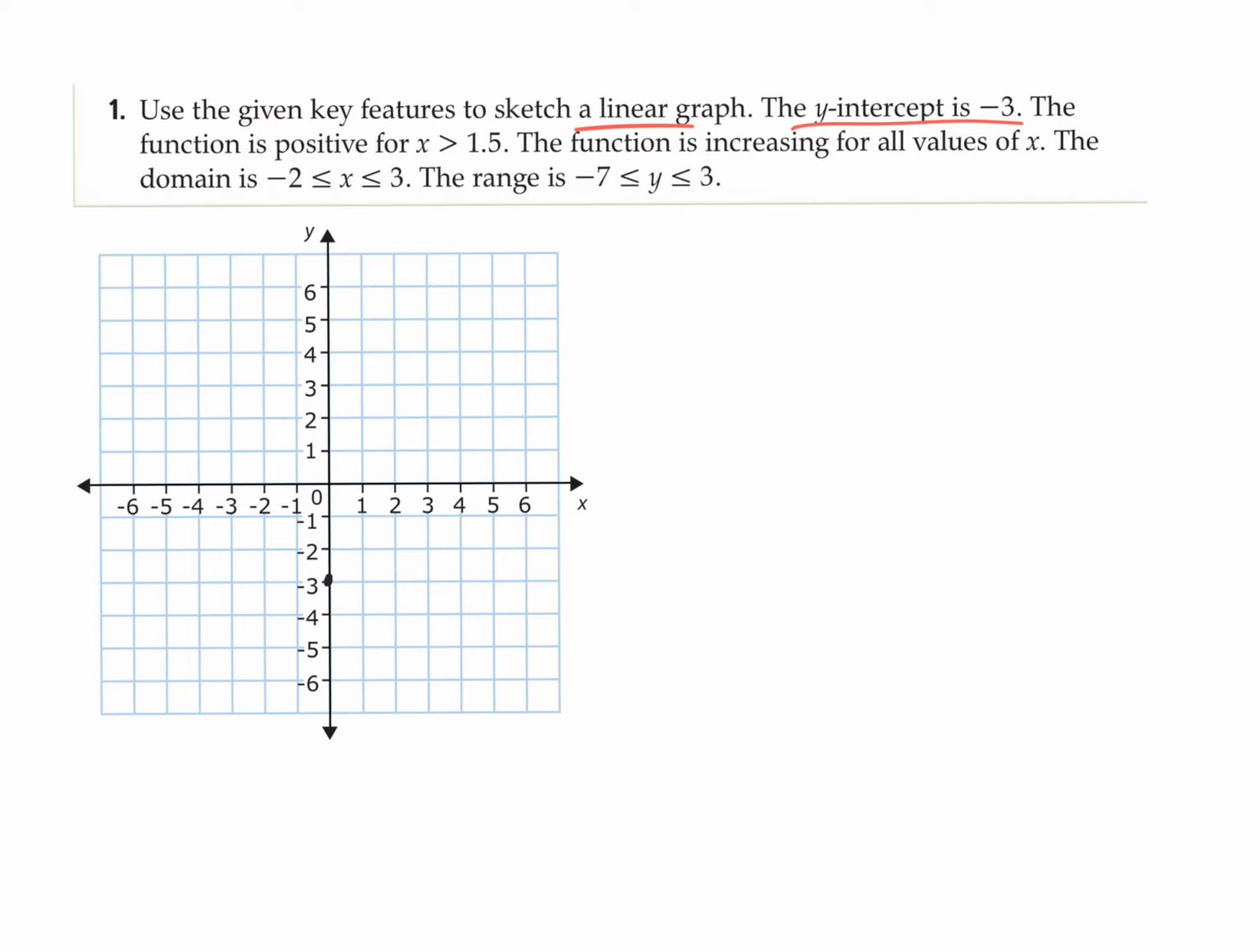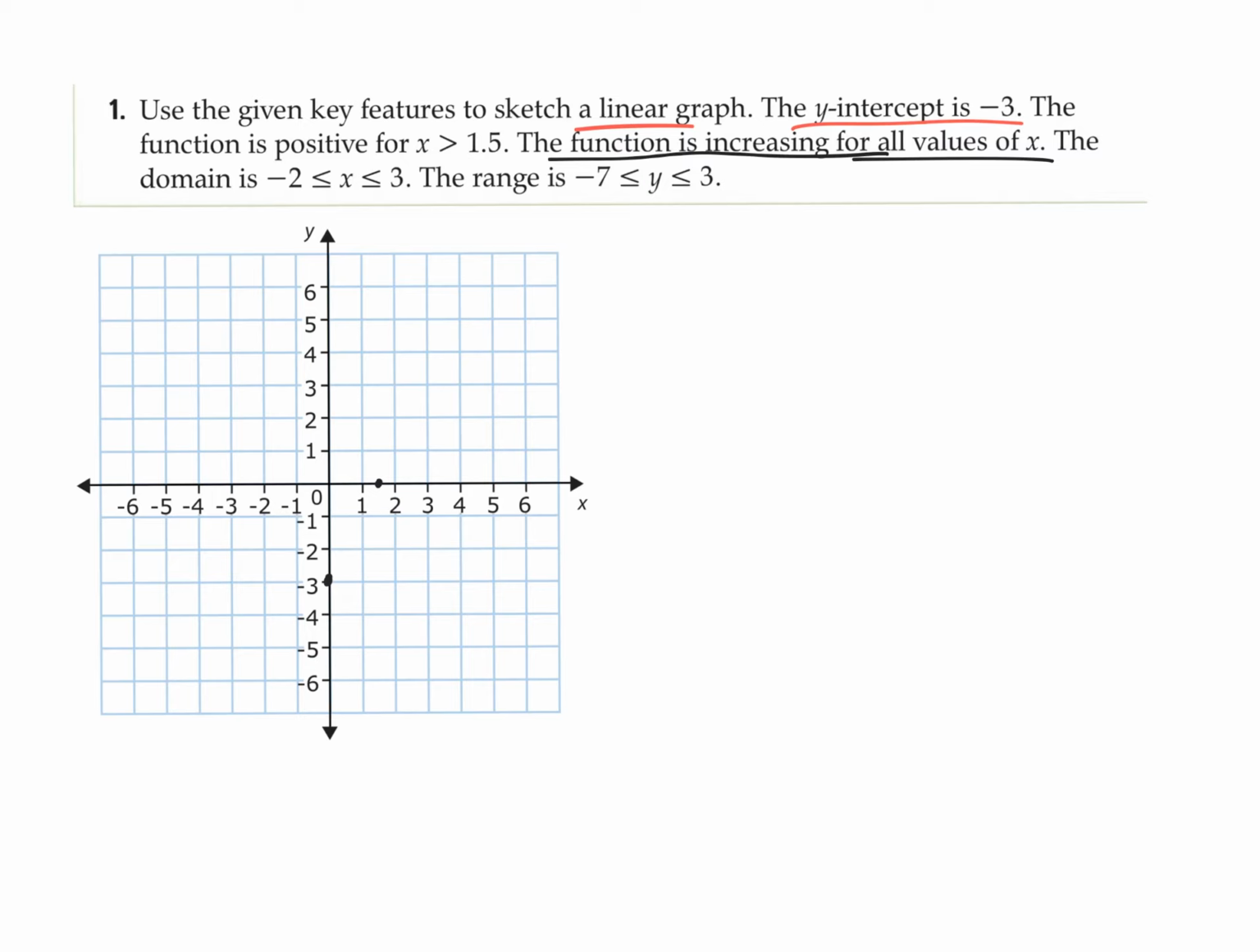It says the function is positive for x is bigger than 1.5. So since it's positive for x bigger than 1.5, anything beyond 1.5 is going to be up above the graph. So that means it's probably going to have an intercept right there, 1.5, and up above it, it's going to be up there, right? Let's see. It says the function is increasing for all values of x.